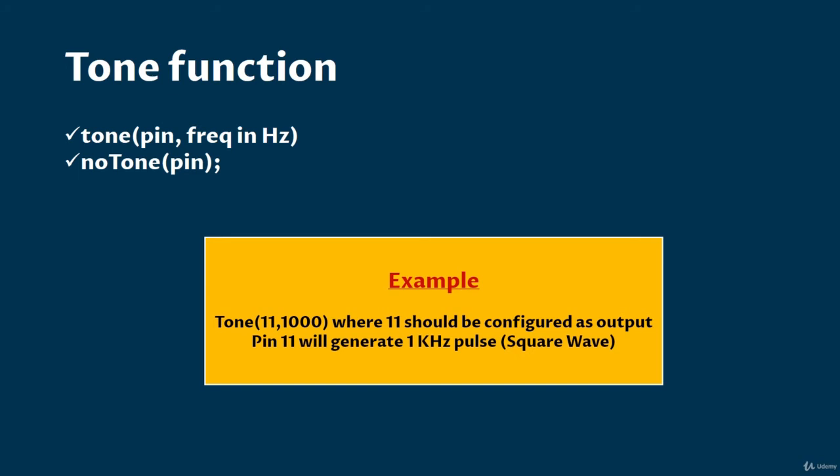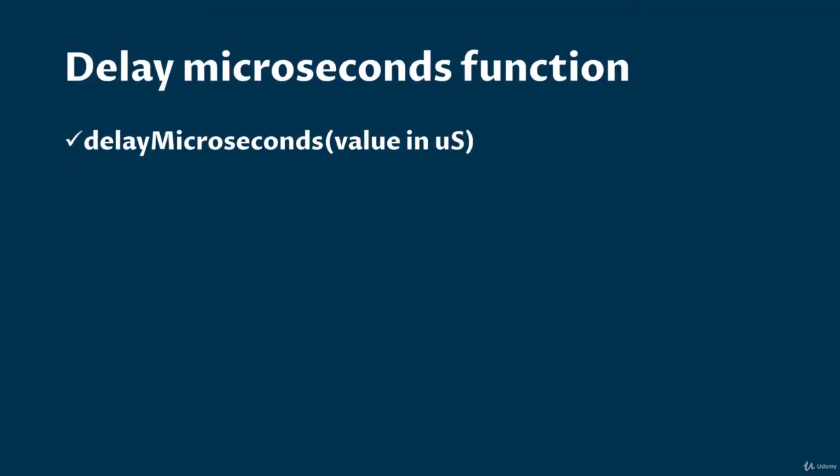Now let's move on to our next function, that is delayMicroseconds. This function is one of the useful library functions. Till now you have used the delay function, but delayMicroseconds works in a similar way, but here the delay can be mentioned in microseconds. In the case of delay, we write delay within bracket and give a value in milliseconds. But in case of delayMicroseconds, we have to give the value in microseconds.